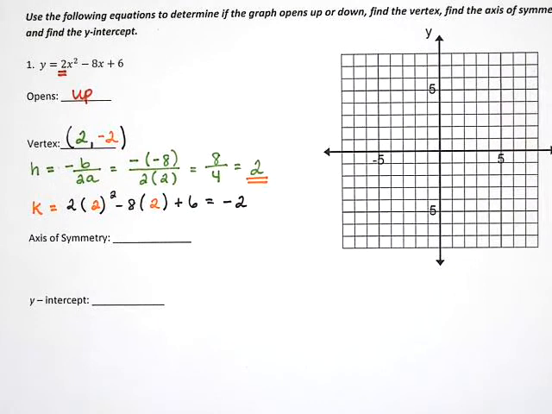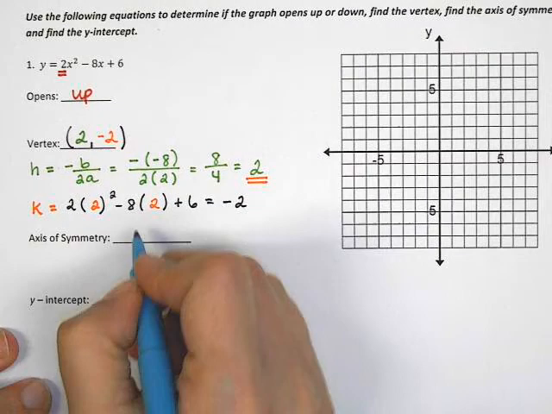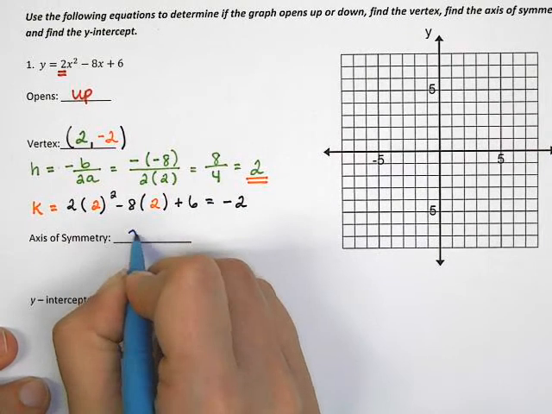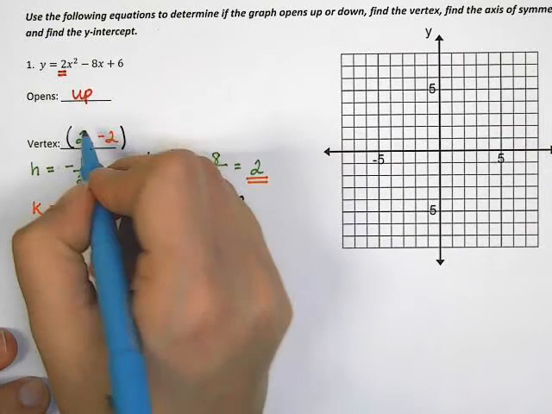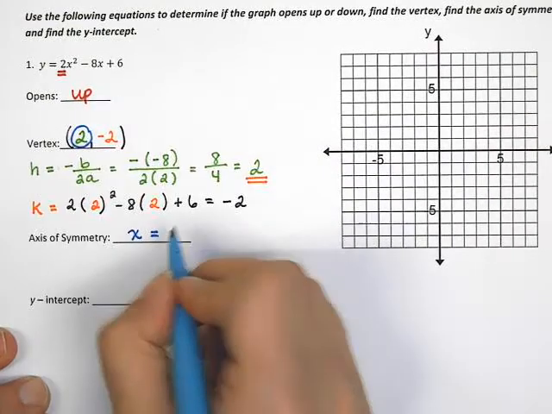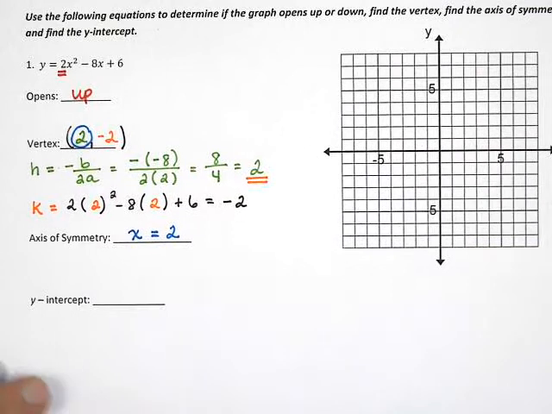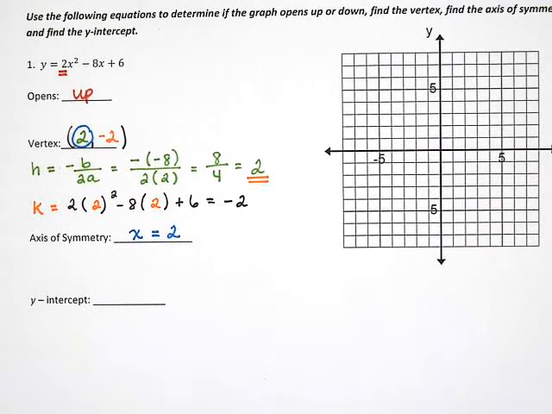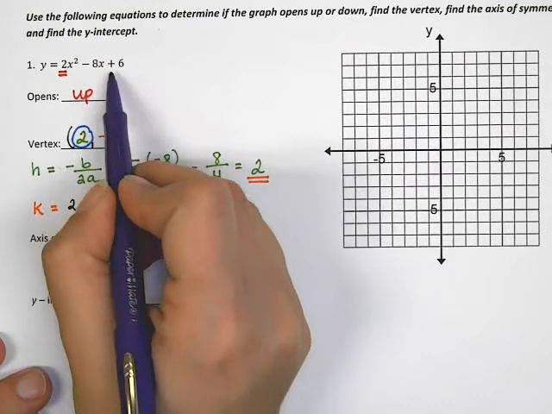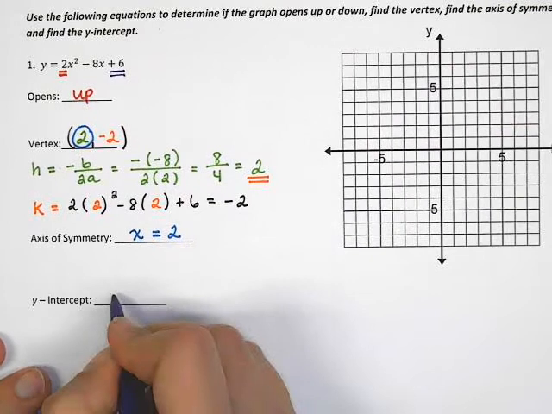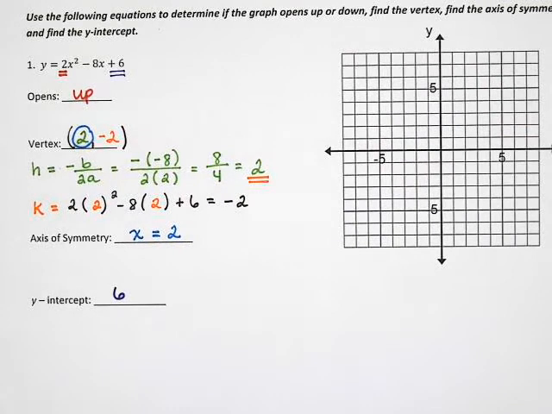Now my axis of symmetry is always going to pass through the same x value as my vertex. So this same x value will be here as part of my equation for my axis of symmetry. And my y-intercept is always just the last number in the equation, the c, which in this case is a 6. So now we're going to graph, and we're going to treat this just like a checklist, which is the same thing we did last time.